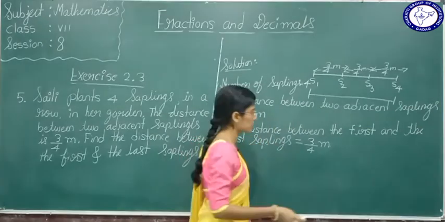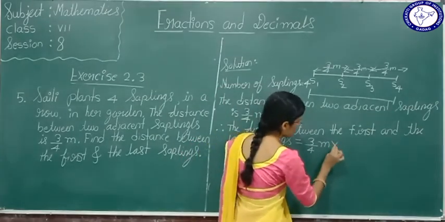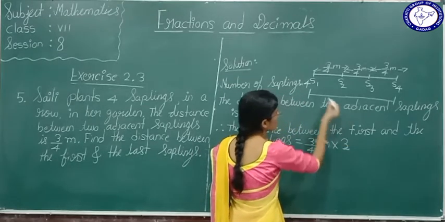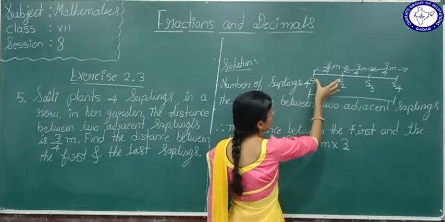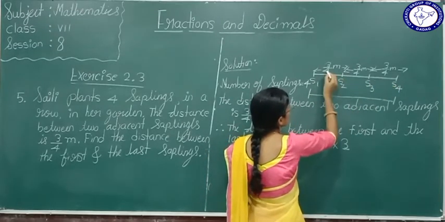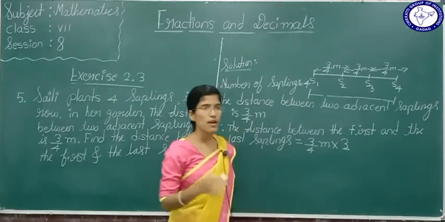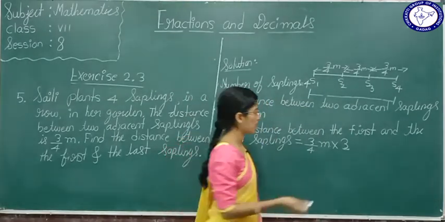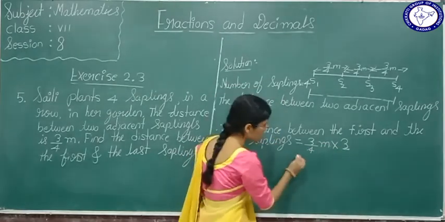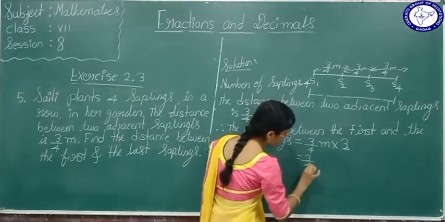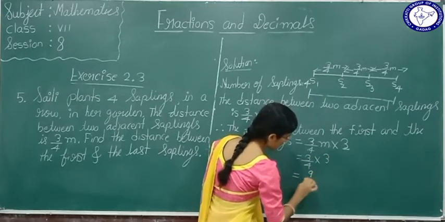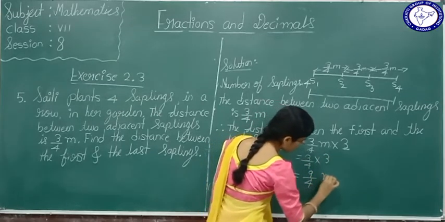Instead of doing this, can I do it like this? 3/4 meter multiplied by 3, because here you see 1, 2, 3. Yes, we have to add 3/4 three times. Instead of that, we multiply 3/4 meter by 3. 3 3s are 9. It is 9/4 meter.